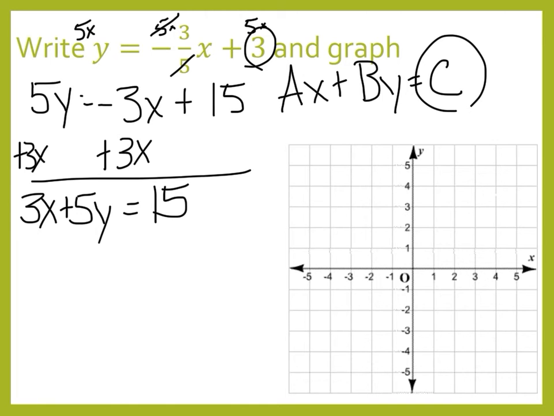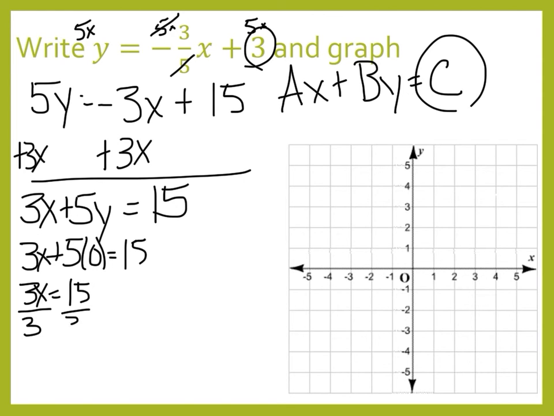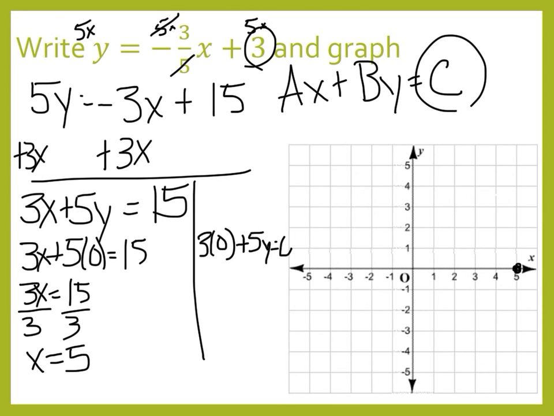Now I need to solve for the x-intercept. That will be 3x plus 5 times 0 equals 15, which is 3x equals 15, divided by 3, and x is equal to 5. So my x-intercept is 5. Solve for my y-intercept. That will be 3 times 0 plus 5y equals 15. That's 5y equals 15, or y equals 3. So that's how I graph it.